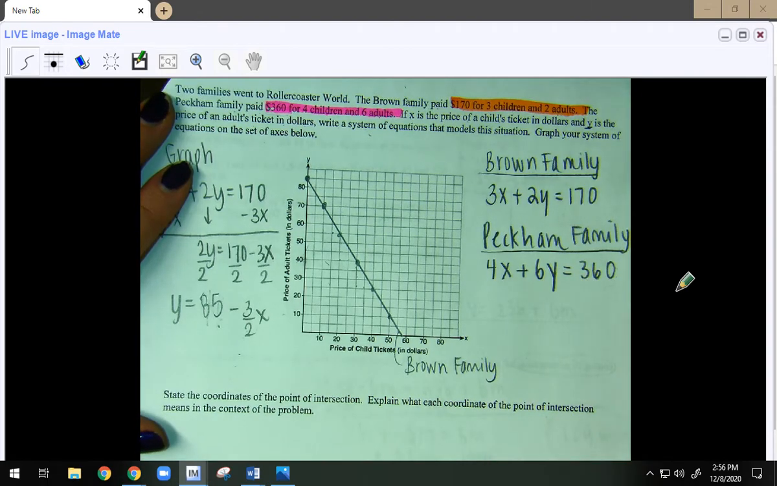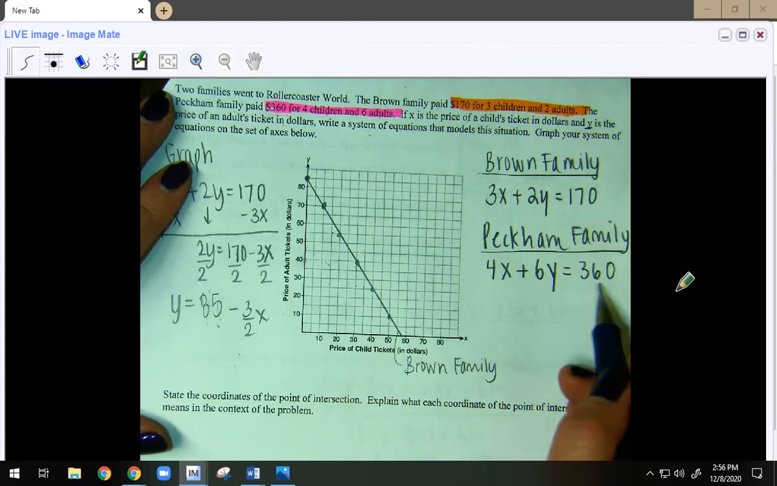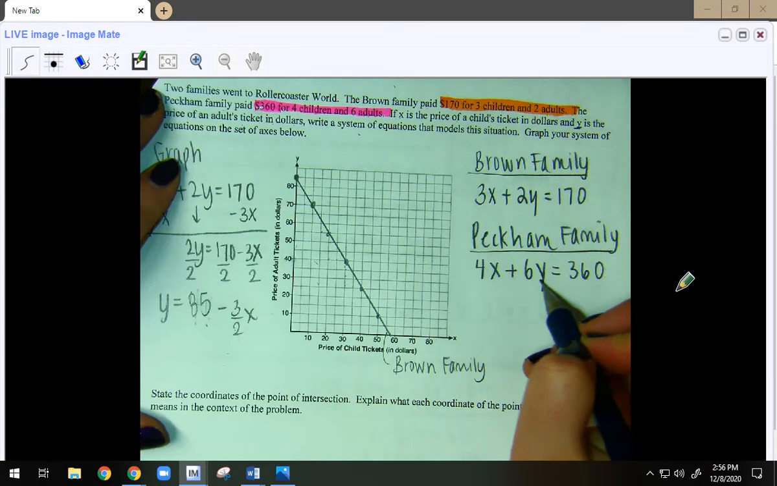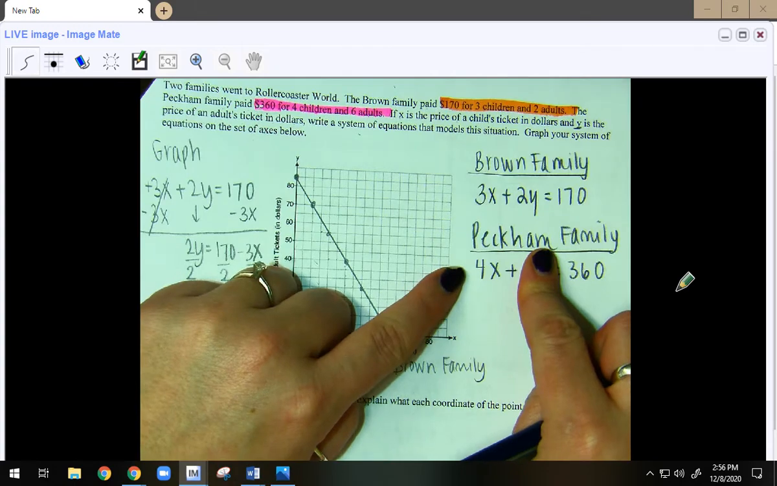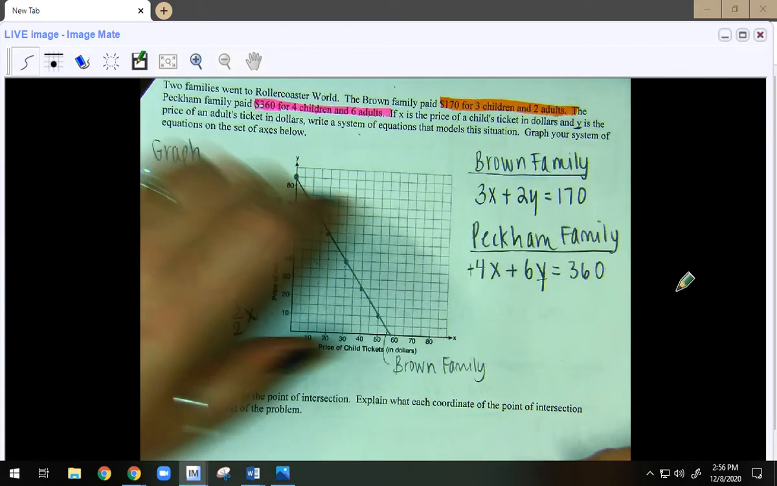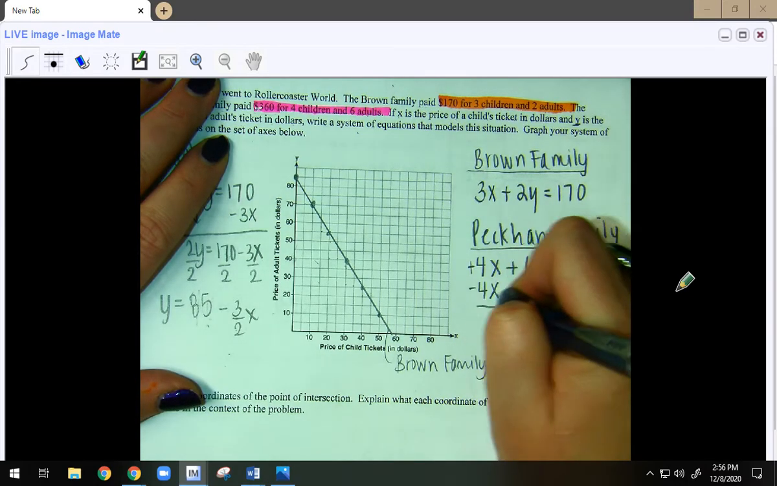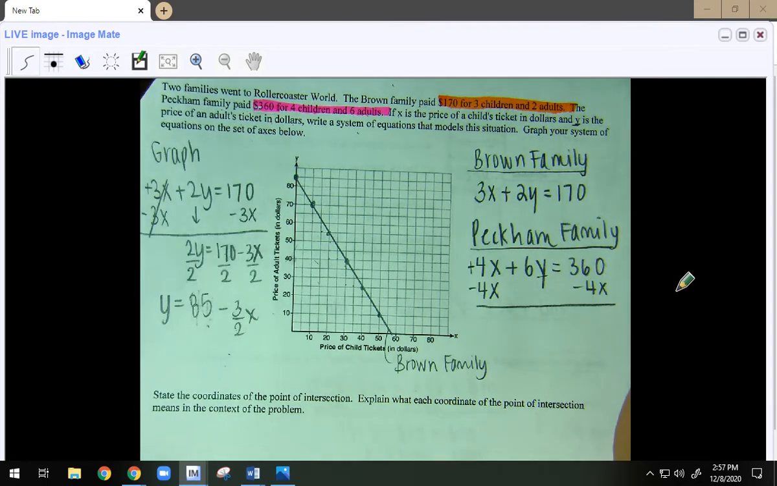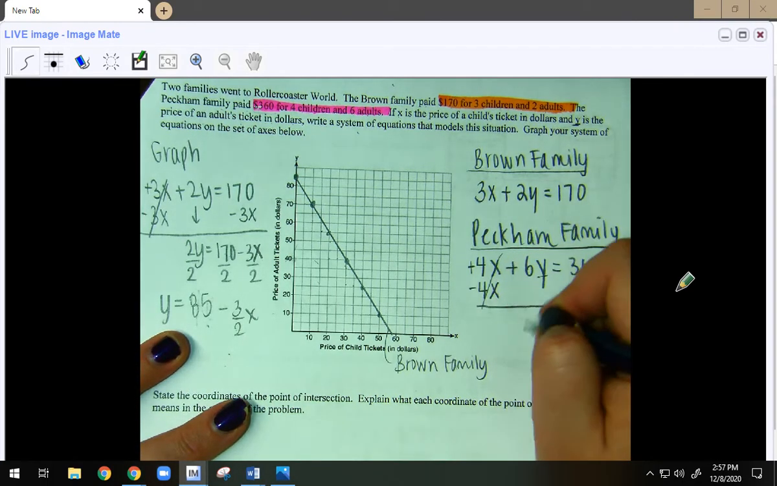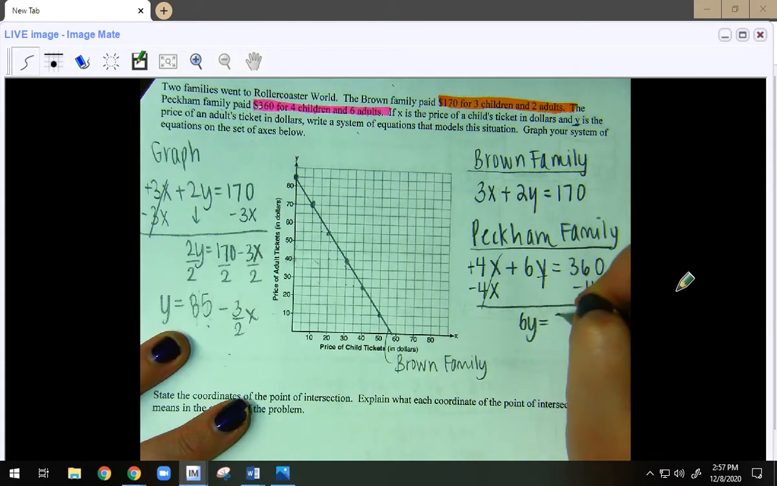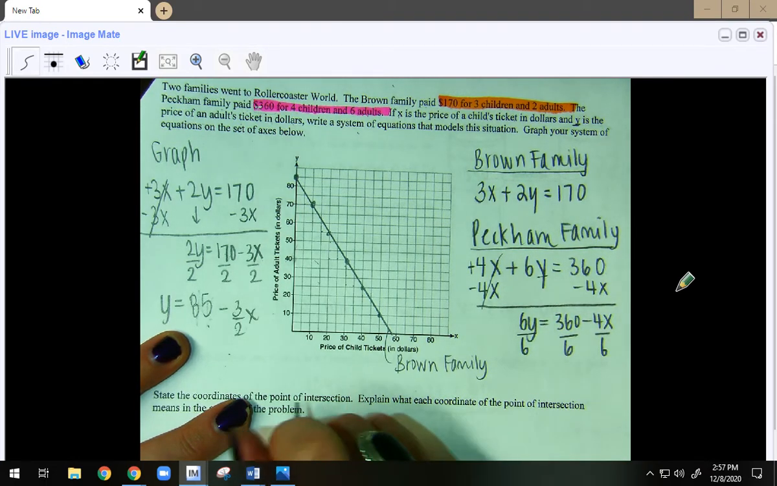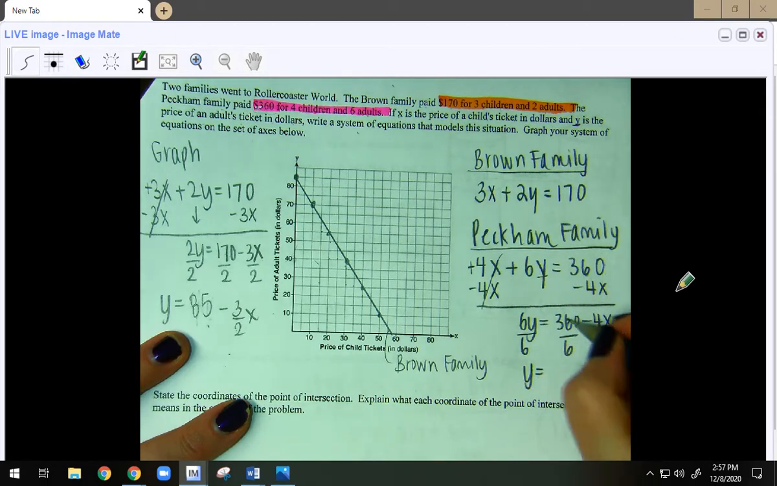Okay, so now I'm going to do the same thing and hopefully not make a mistake for the Peckham family, okay? So if I need to solve for y like normal, cover this, undo what I see. So there's nothing in front of the 4x, so there's a plus sign. So that means to undo it, I minus 4x. Okay. And go back to the beginning, and I get 6y equals 360 minus 4x. Divide by 6. Okay, and I get y equals 360 divided by 6. Hopefully I can get that one right, is 60.